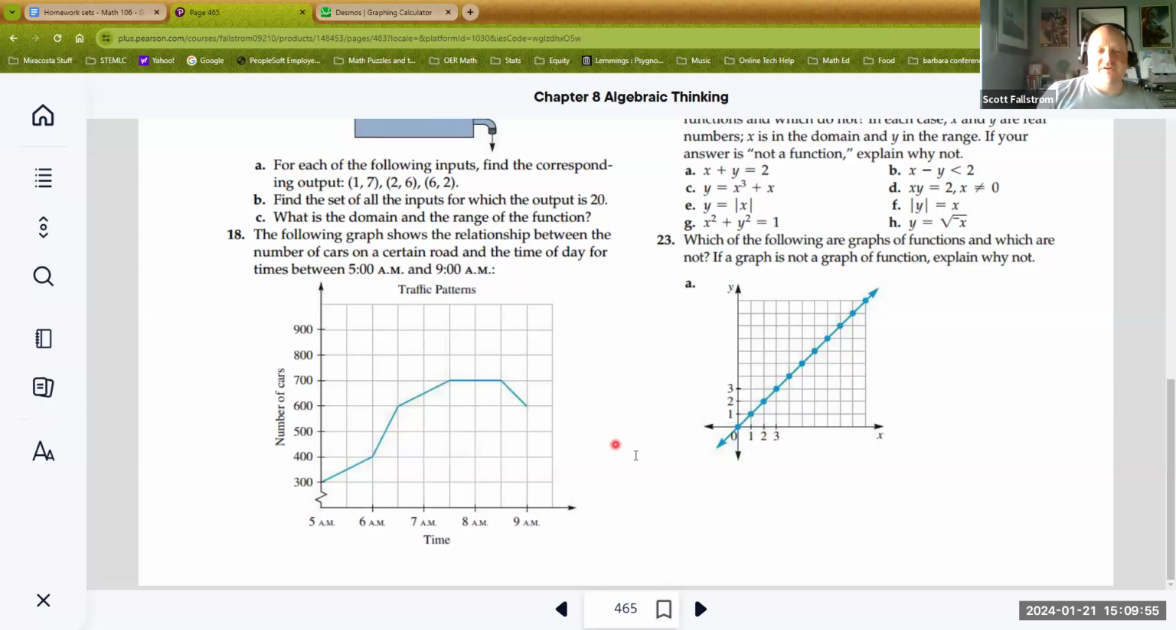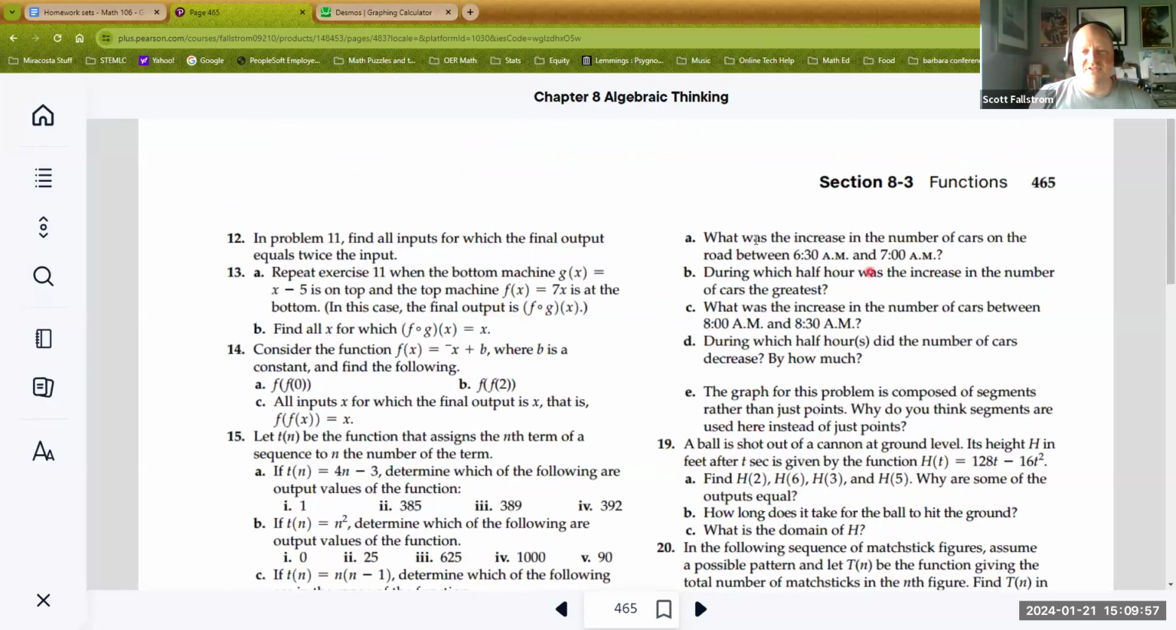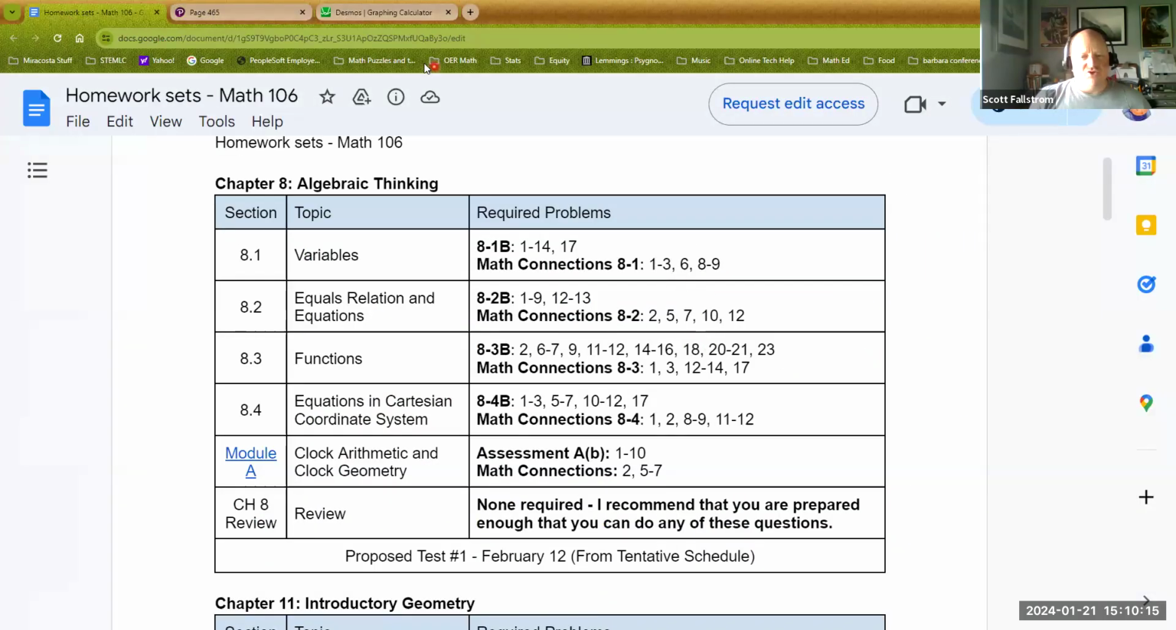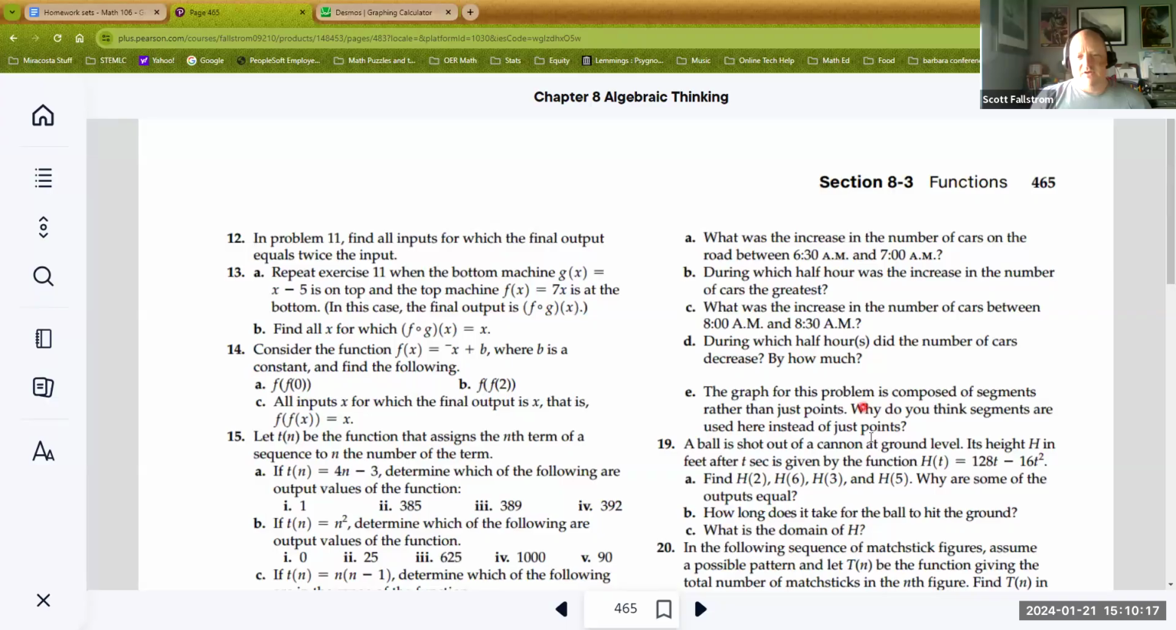They've arrived at school. So the question is, when was the increase? What was the increase between 6:30 and 7? During which half hour was the increase the greatest? We're asking you questions about a relationship, and then we want you to see something visually. So this is not a table of values. This is a graph. Okay, 18, 20 to 21, and then 23.